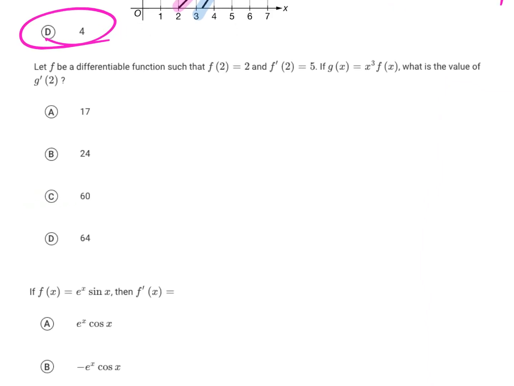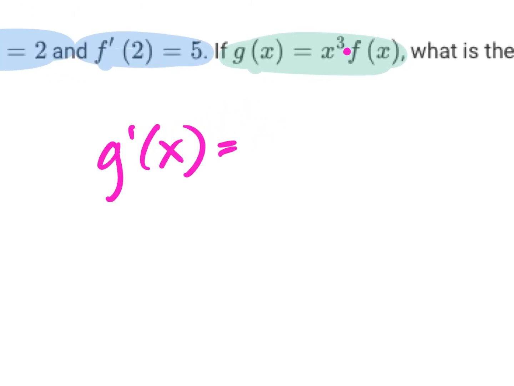This one, they don't give you a graph, but they give you some info. We're going to come back to that info. If they said here is g, do you agree that is x cubed times f of x. And if they want g prime, let's just start with g prime of x, you guys. If they want a derivative, we got to go do fig plus gif.